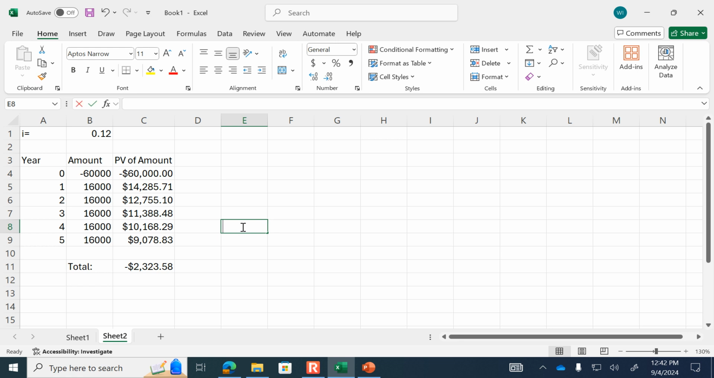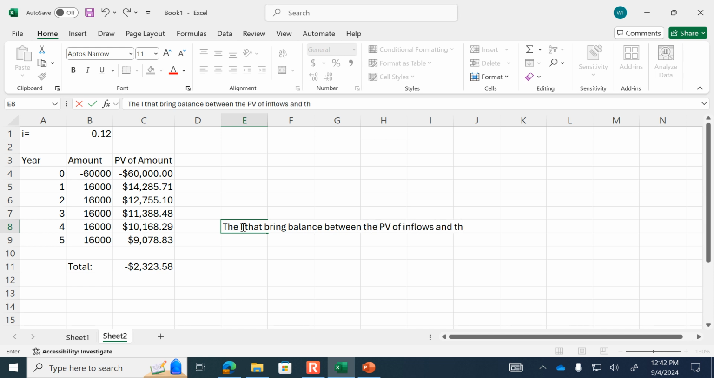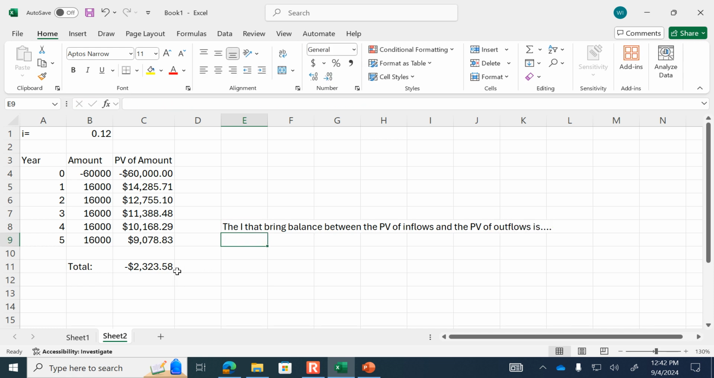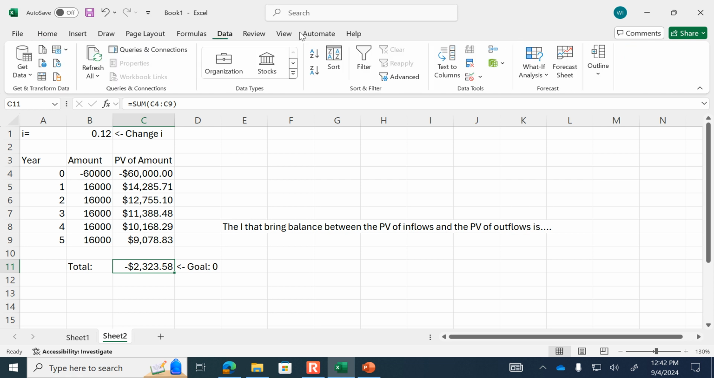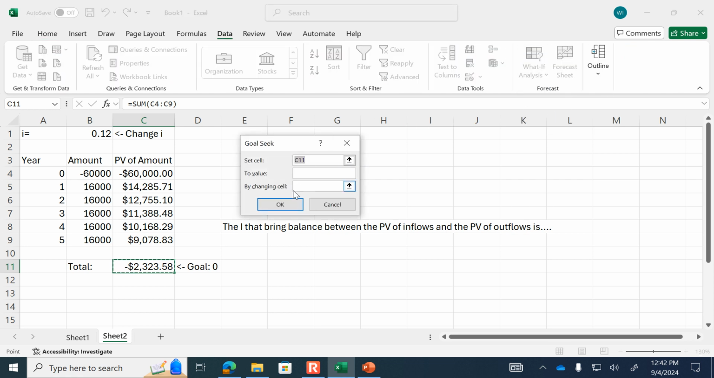And so the I that brings balance between the PV of inflows and the PV of outflows is, okay, so I'm looking for the goal. The goal is for this to be 0. And the way I achieve the goal is change I. Okay, so let me do that here in data, what if analysis, goal seek. Set this to 0 by changing the interest rate.